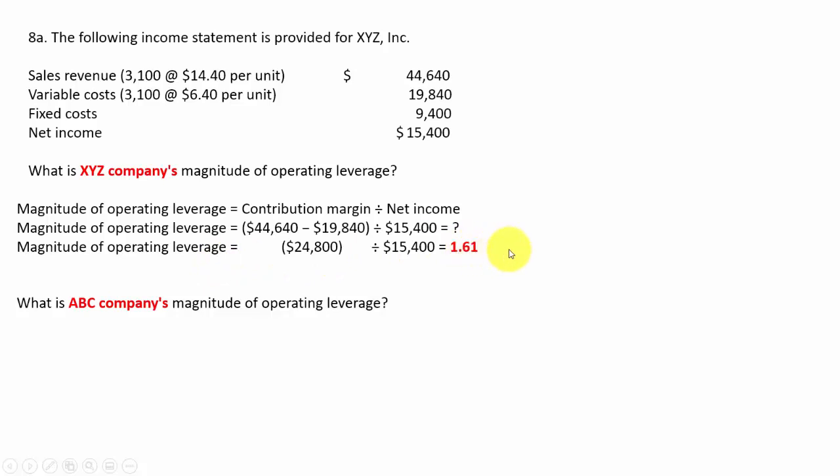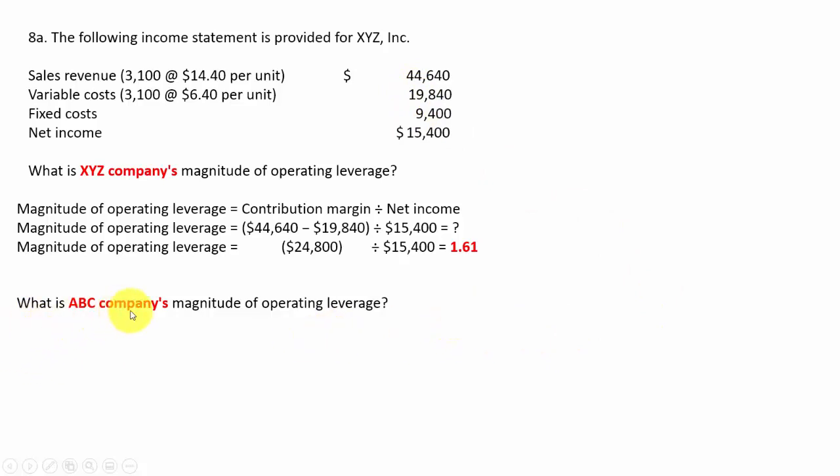Now I'm going to go a little further than just stopping right there. That's the answer we would want to get, 1.61. So that means for every time we raise revenue $1, we're going to raise our income by $1.61. So let's go. I'm going to show you another example here. I'm going to flip-flop variable and fixed cost.